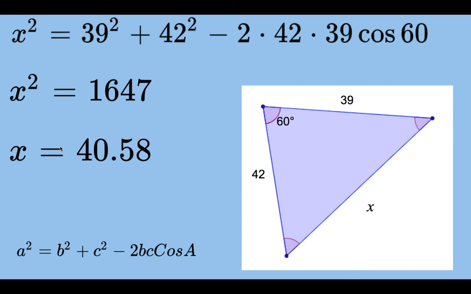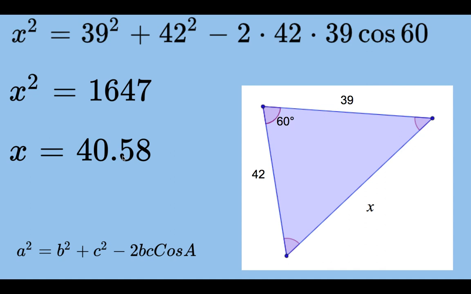So if we look at that, we take the square root. How did we get from here to here? We took the square root. The formula says x squared. We don't want to know what x squared is. We want to know what x is. So x is the square root of this, which is 40.58.